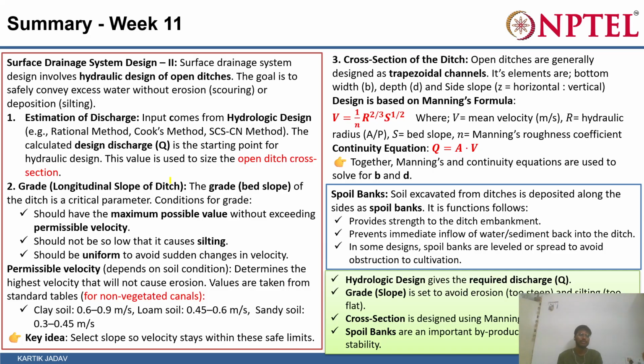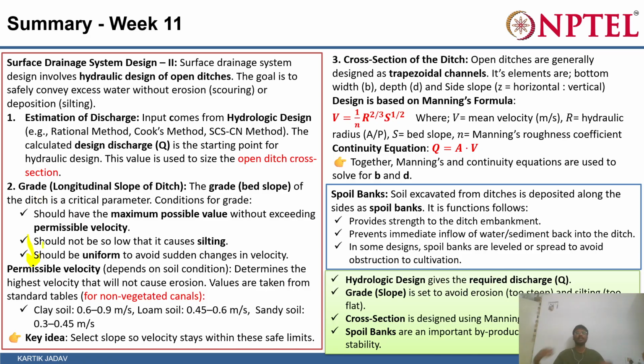In week number 11, we continued our session with subsurface design part 2, where we focused on estimation of runoff using various empirical formulas like the rational method, SCS curve number method, Cook's method, and other field methods. That will help us decide the design discharge, and once we have a design discharge, we select the grade, the longitudinal slope, depending on the soil type and topography we have, and that will also help us decide permissible velocity.